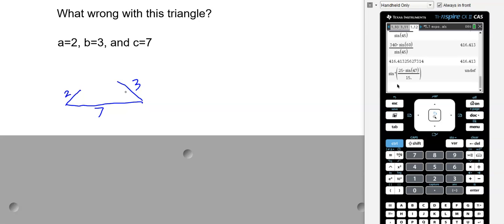So the theorem I need you to know for this, because sometimes the book or I may ask you to solve this triangle.